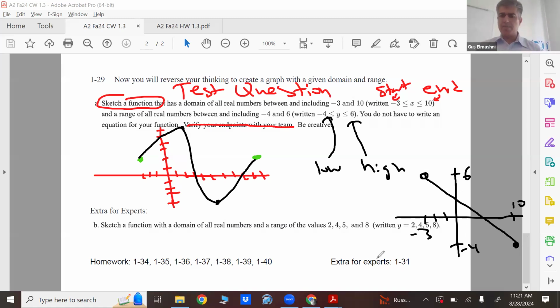Could I get even more creative? 100%. Could I have done something like this here? Why not? Go for it. Could I have done something like this here? Sure, that's fine too. So there's no right or wrong answer necessarily, but you have to make sure the range and domain are set correctly. And you'll have some homework problems on that. Don't worry about x for experts. We won't do that.